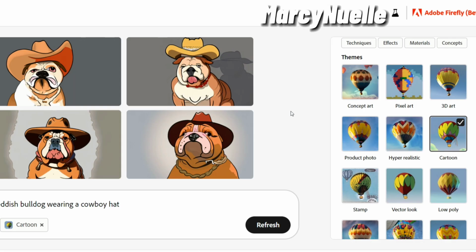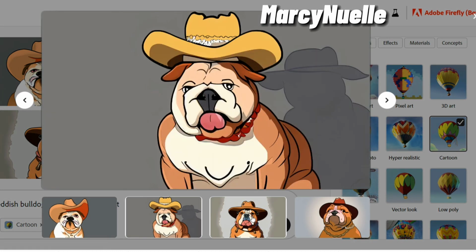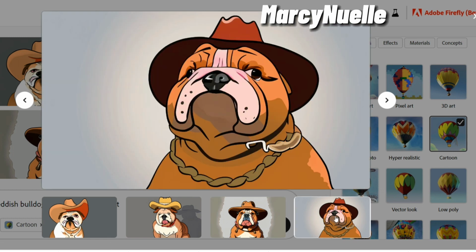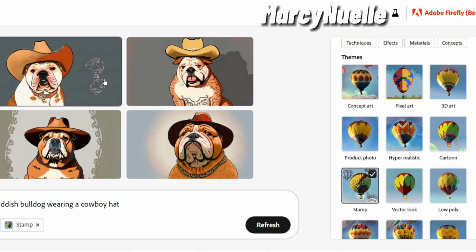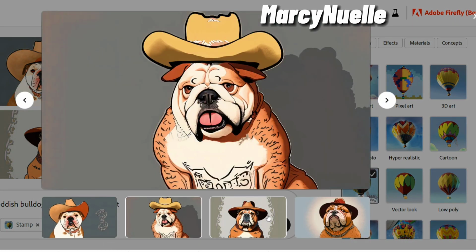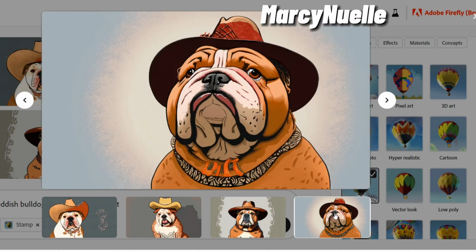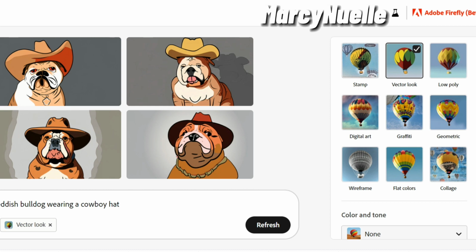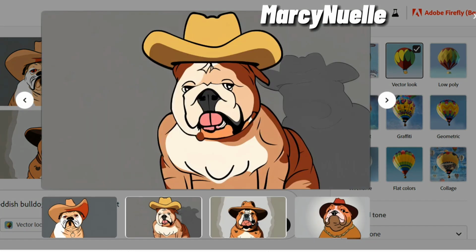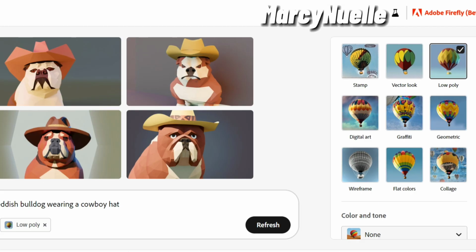Number 6 is cartoon. Number 7 is stamp. Number 8 is vector look. Number 9 is low poly.